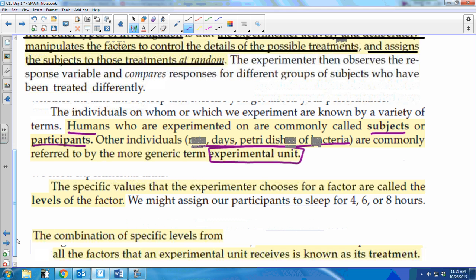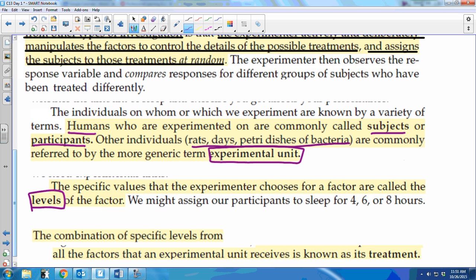The specific values that the experimenter chooses for a factor are called the levels. So levels means the different things that are happening within the factor. In our plant experiment, I said that some plants are going to have full sunlight, and some are going to have half sunlight, and some are going to have no sunlight, right? Well, that's one factor, amount of sunlight, with 3 levels. Right? One factor, 3 levels. Does that make sense? So it's just the different types of what's happening in the factor.